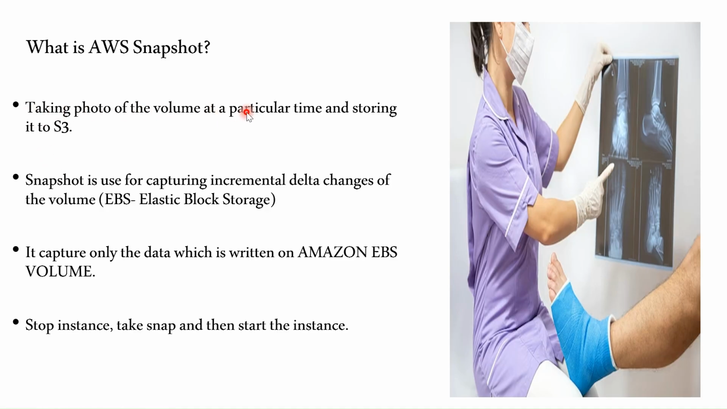This snapshot is like taking a photo of the volume at a particular time and storing it in S3. An S3 bucket is the storage provided by AWS. I will cover this in detail in a coming video. Then, a snapshot is used for capturing incremental data changes.